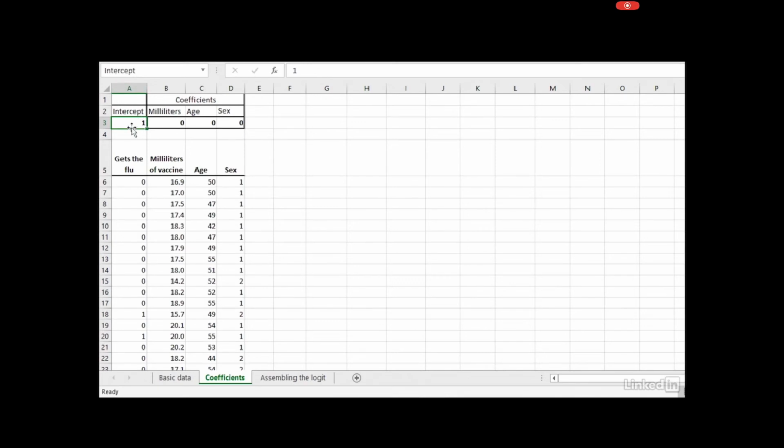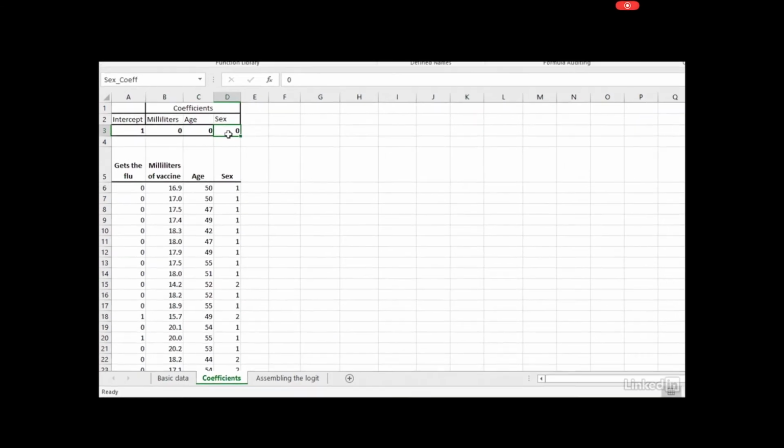For example, cell A3 is named intercept, and you can see the name of the cell in the name box here on the formula bar. I've named cell B3 as dosage coefficient, or dosage coef for short. Age is age coef, and sex is sex coef.